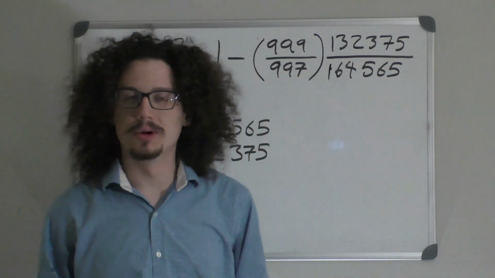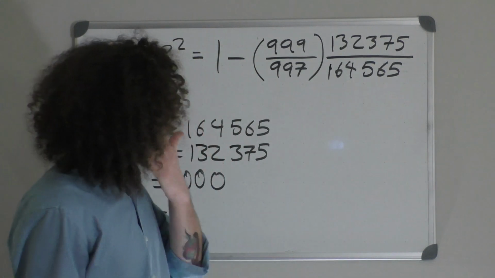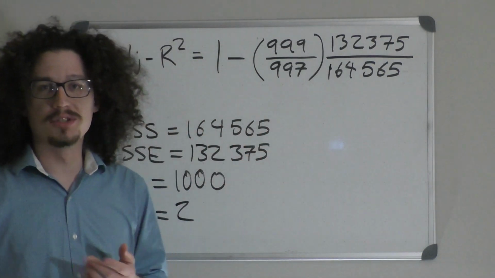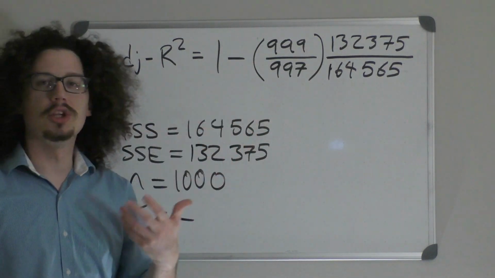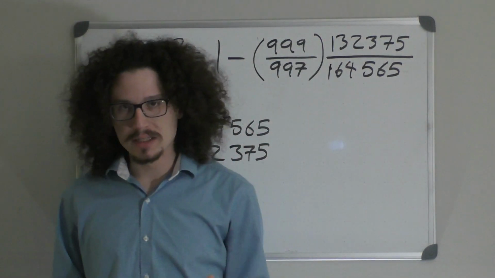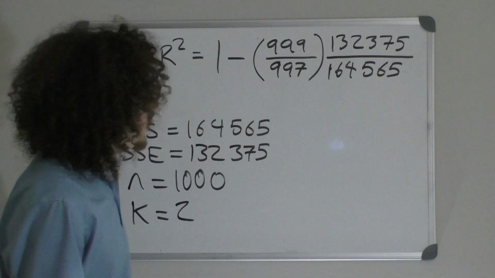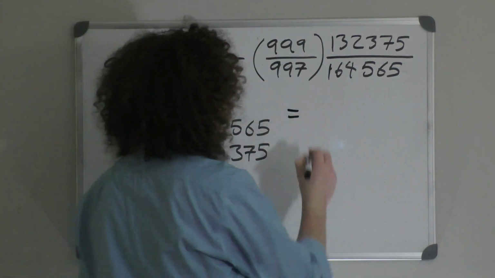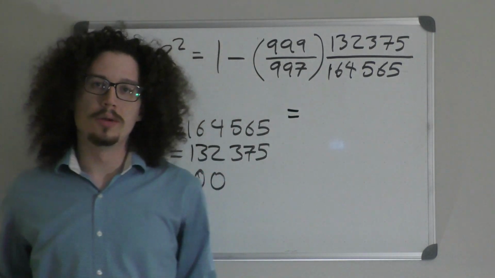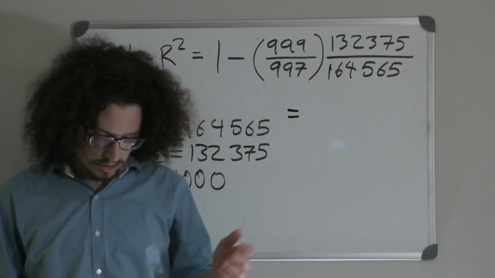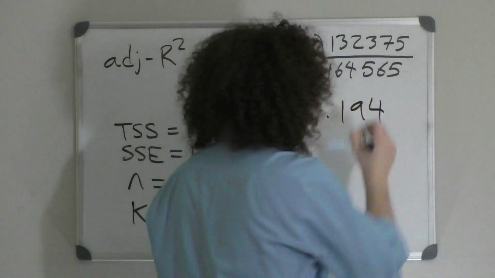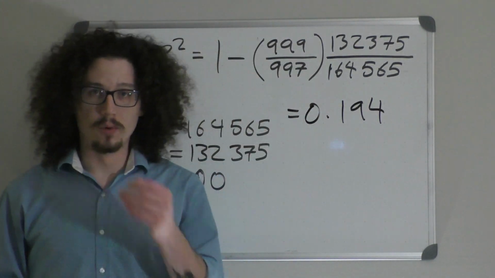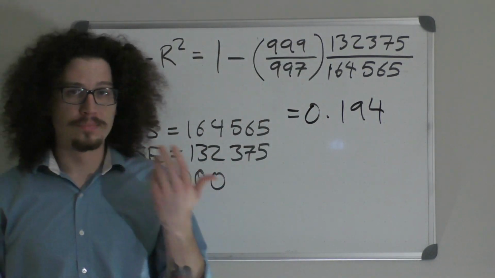All right, so here we can see that this is not going to be much different from 1. Part of that is because we only had 2 independent variables, so our K was pretty low, and our sample size is pretty high. It's 1,000. So this is not going to make a huge difference. It's going to make a slight difference, but it's not going to make just a terribly large one. All right, so regardless, once we put all of this into our calculators, we're going to get 0.194.